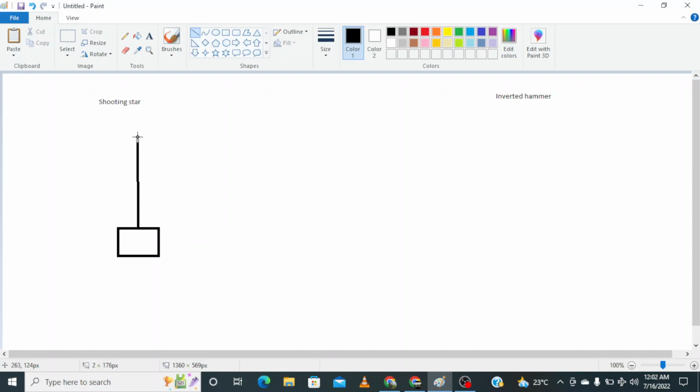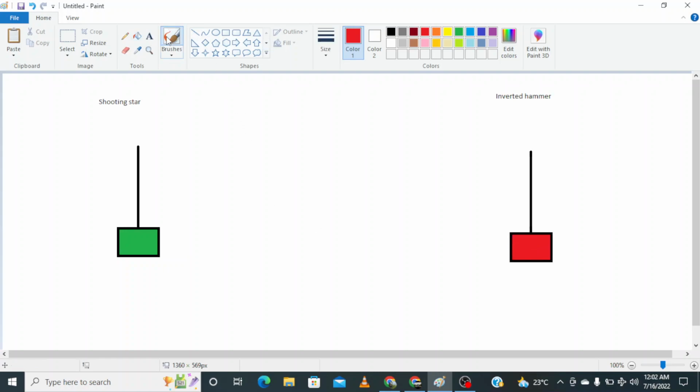I want a straight line. The hammer had a straight line, why doesn't a shooting star have a straight line? It'll be unfair. Yeah, this is done. This is a shooting star, and the same goes here too. Again, the color of this does not matter. I'm just doing this green, and I'll do this red.